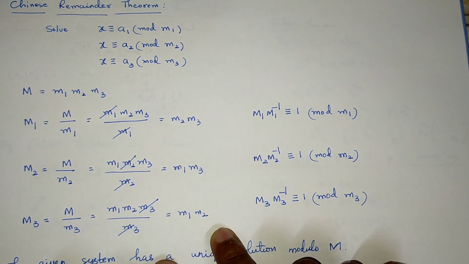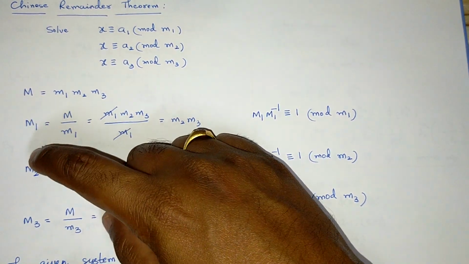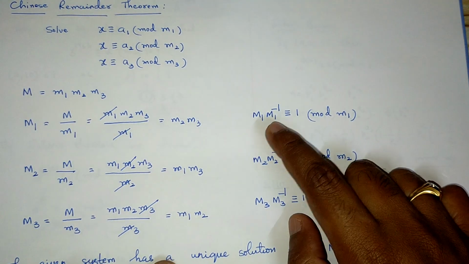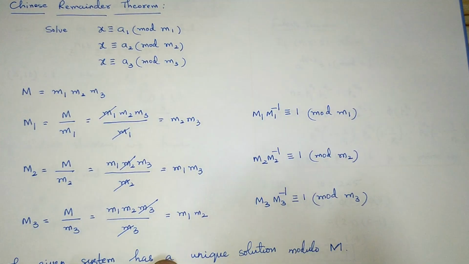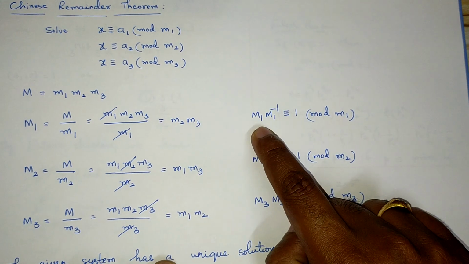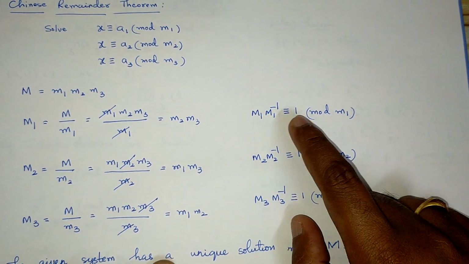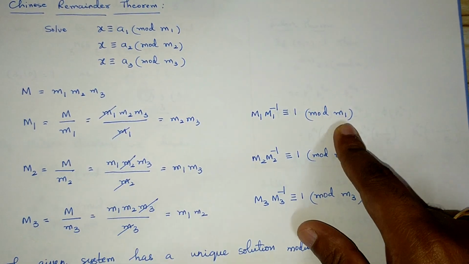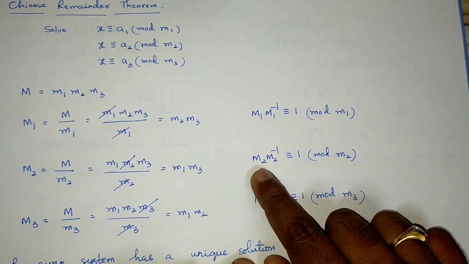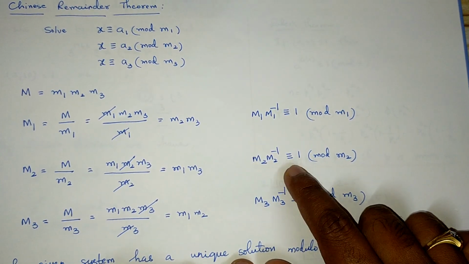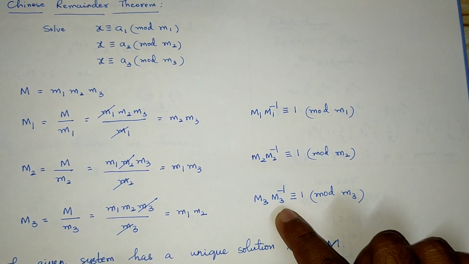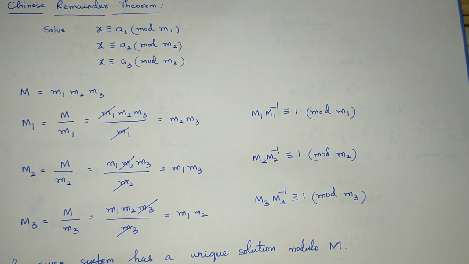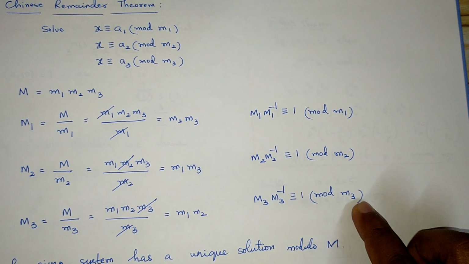Okay, so after finding capital M1, M2, M3, we have to calculate M1 inverse, M2 inverse, and M3 inverse using this equation. What is that? Capital M1 inverse ≡ 1 mod small m1, capital M2 inverse ≡ 1 modulo m2, capital M3 inverse ≡ 1 modulo m3.